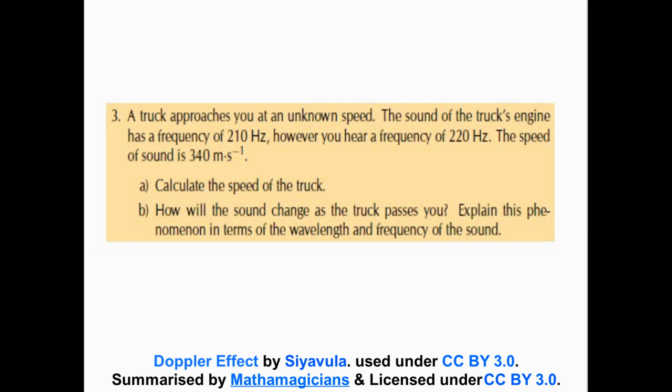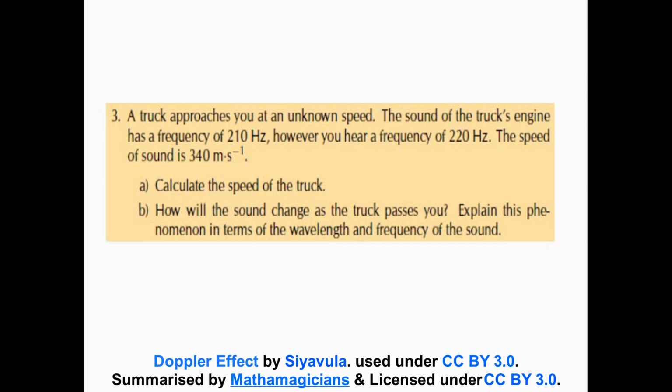Also taken from the end of chapter exercise in the Siyavula textbook of chapter 6. Okay, this is a question from exercise 6.2. All right, so a truck approaches you at an unknown speed. The sound of the truck's engine has a frequency of 210 hertz. However, you hear a frequency of 220 hertz. The speed of sound is 340 meters per second. Question A, calculate the speed of the truck.